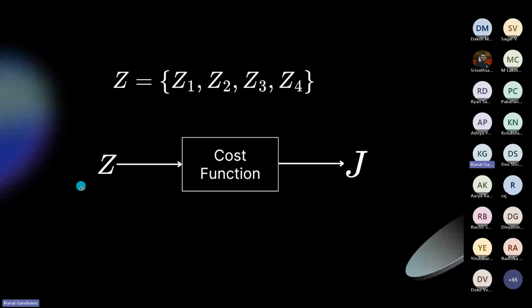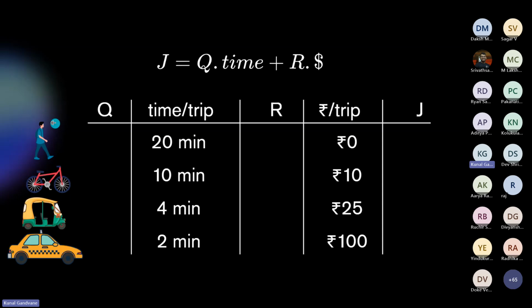And we give the feasible set to a function. Why do we give it to a function? Because we need some way to measure the goodness of each of the items in the feasible set, like which one is best for you. This function calculates and tells you the value, like how much a particular option will cost you. For example, walking takes 20 minutes and cycle 10 minutes, but walking costs zero, and let's say cycle costs 10 rupees because you have to fill your tire also. For auto it is 25, for cab it is 100.